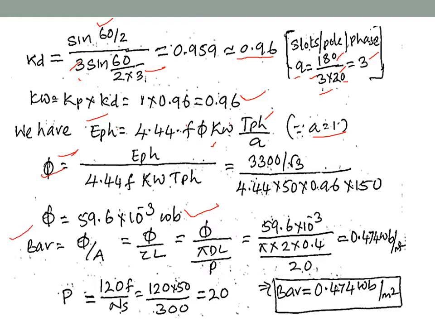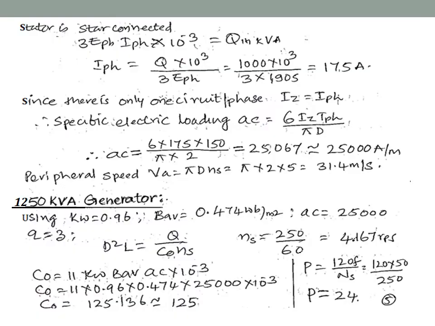So B average is equal to flux by area. So flux by tau L, pi DL by P is the area. So that comes out to be 0.474 Weber per meter square. Okay, B average is equal to 0.474 Weber per meter square. Okay, P here we have substituted, 120 by NS, 20 we have substituted. That has been calculated using this.